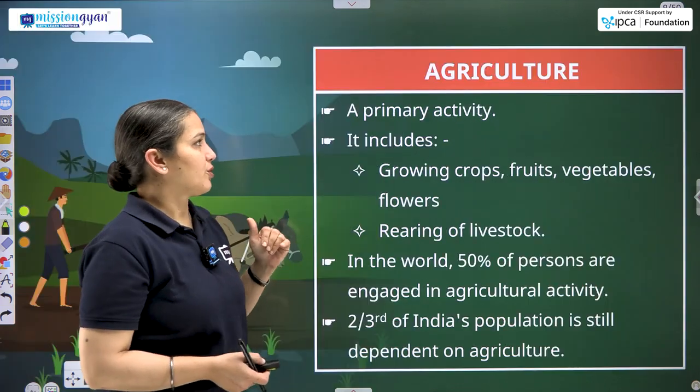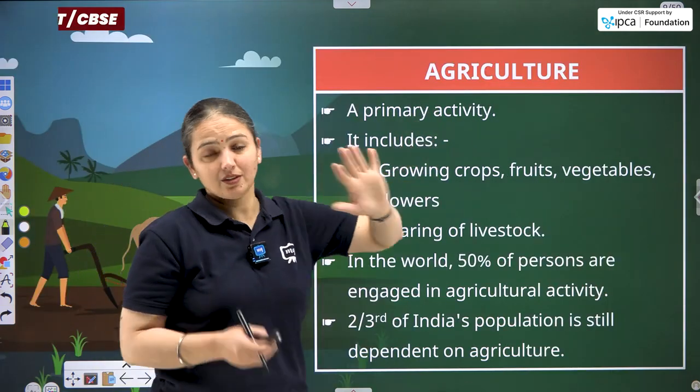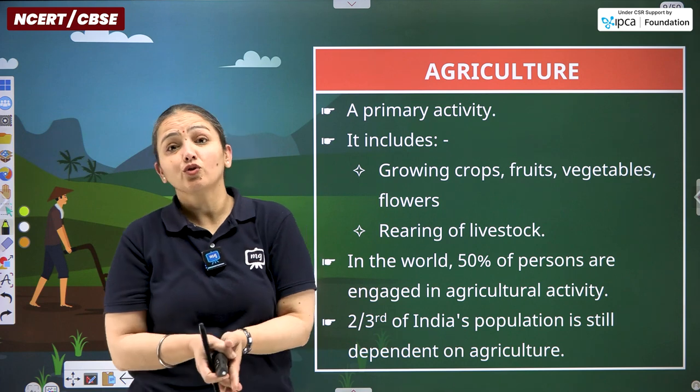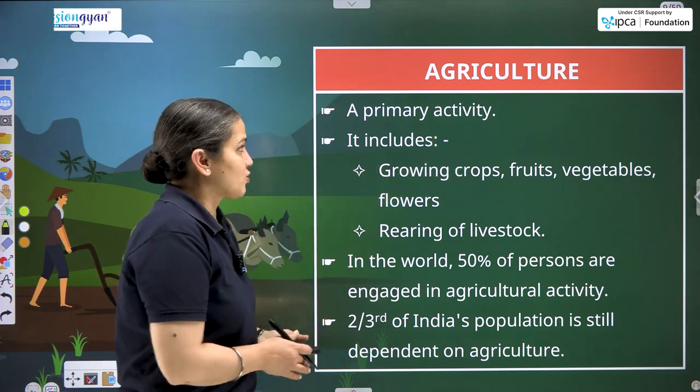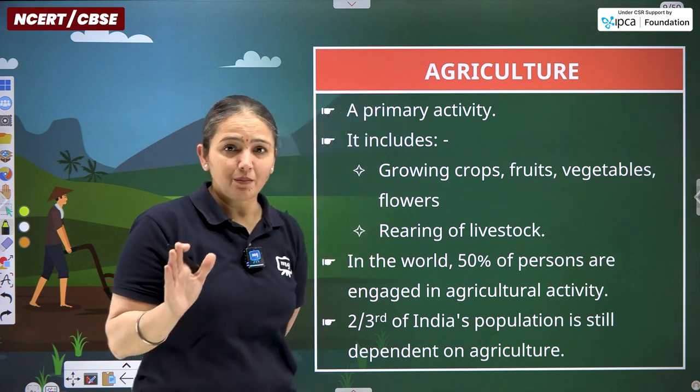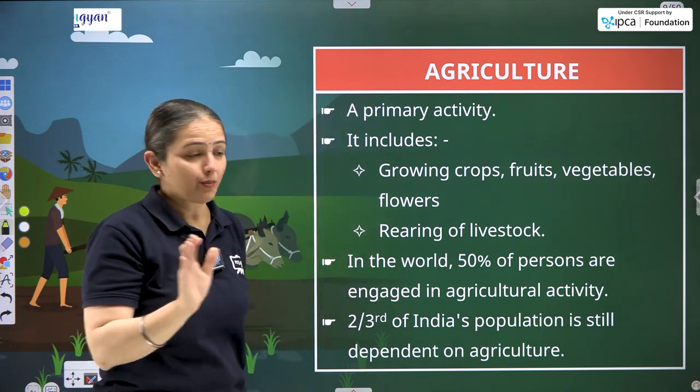Moving further with the ongoing topic, now let's put emphasis on the topic of agriculture itself, because this is our chapter also. So let's read out. Agriculture is a primary activity, as you might have come to know by now.